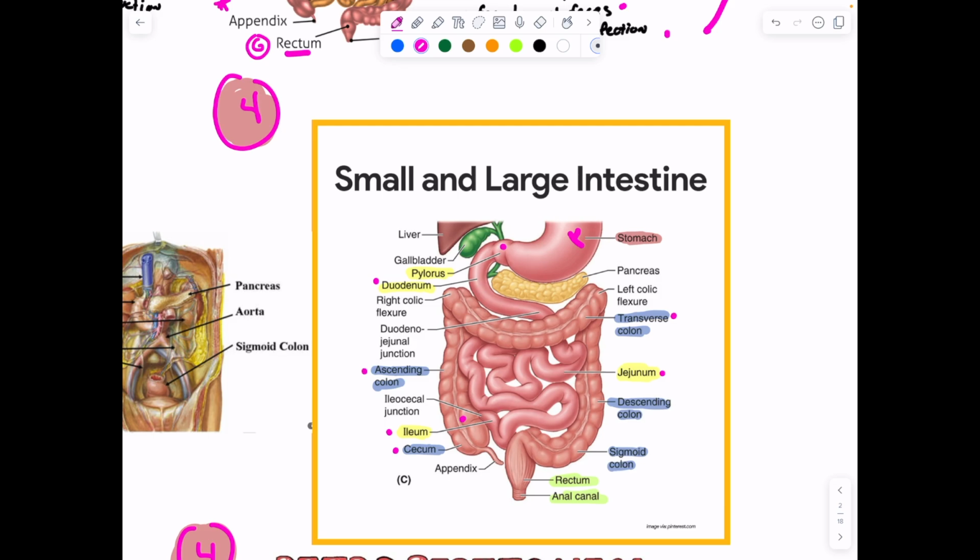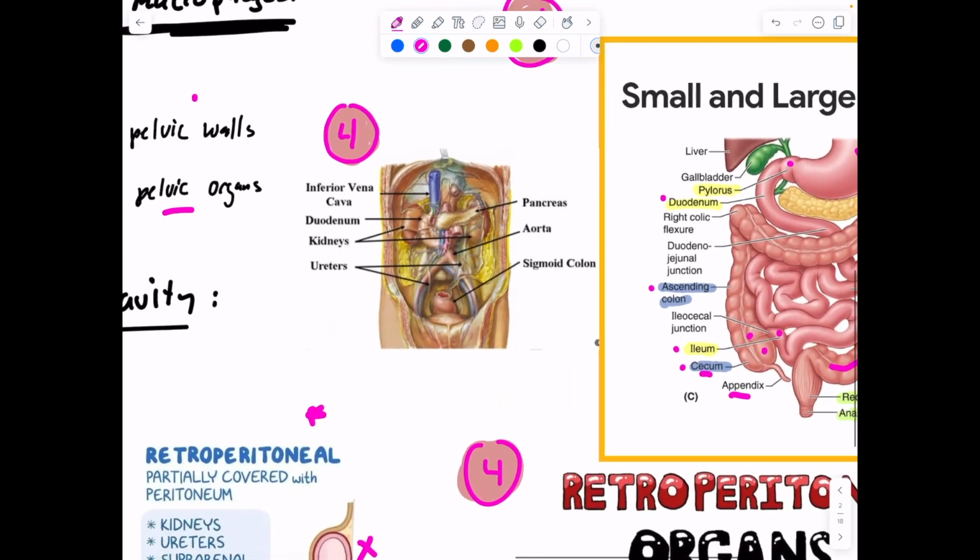Then we have our transverse colon, then our descending colon, then our sigmoid colon. It kind of looks like some sort of sigmoidal shape, and then our rectum and anal canal. And on our cecum, where the small intestine meets the large intestine, we also have the appendix. All right, so we got all these different organs.